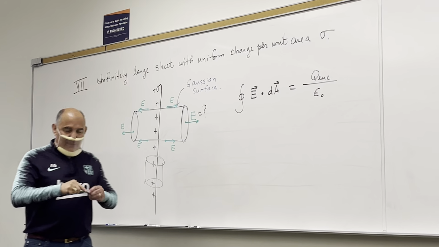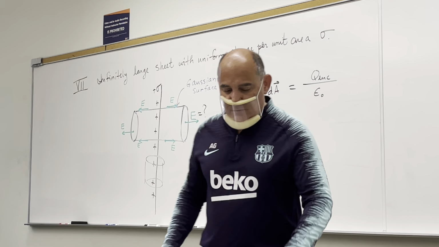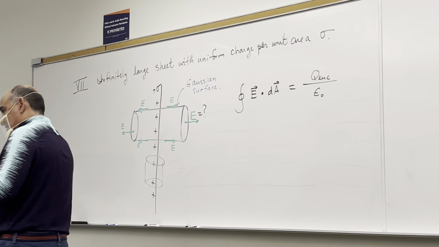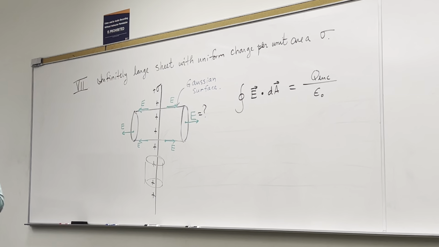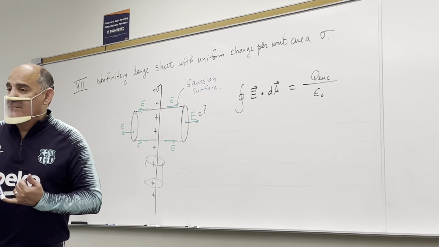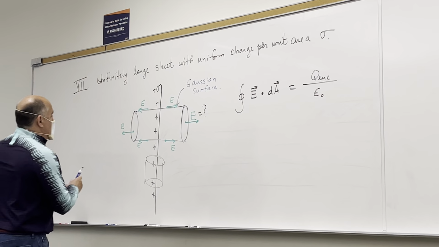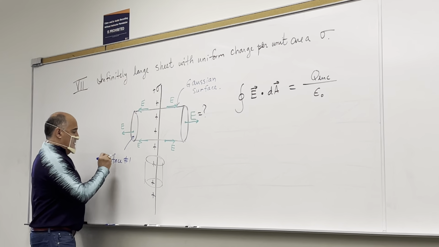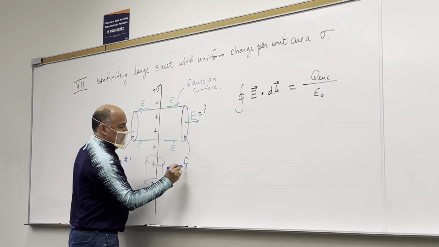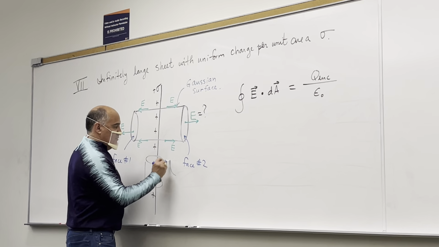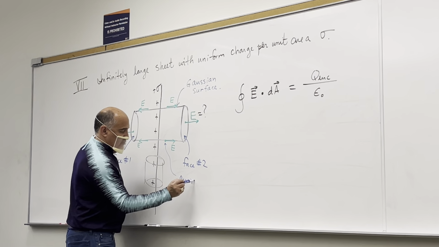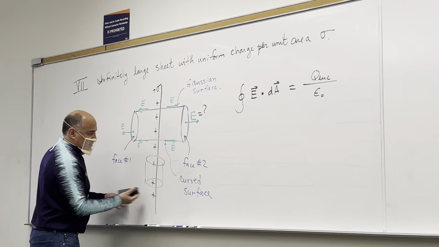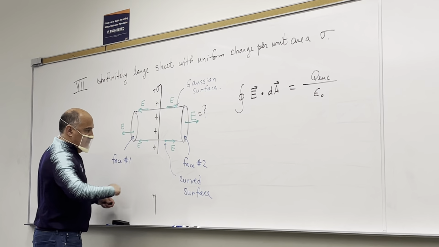Now, what about the area vector? What do we need to remember? The area vector is what? Perpendicular to the Gaussian surface and pointing outwards or inwards? Outwards. So let me give these names. Let me call this face number 1. Let me call this face number 2. And then this will be the curved surface of the cylinder. And let me erase this because this was with reference to another discussion.